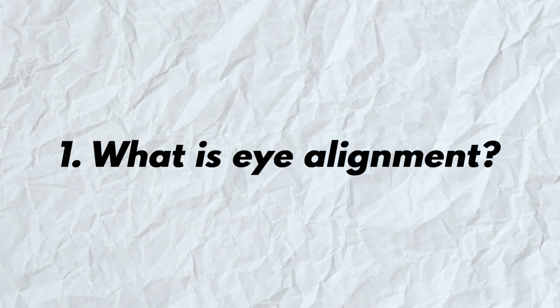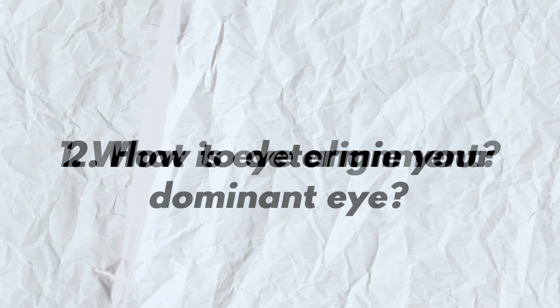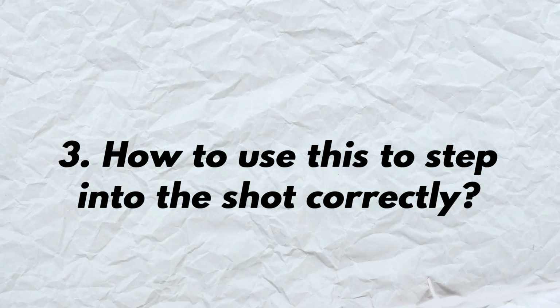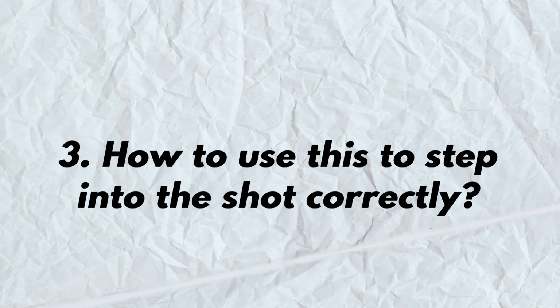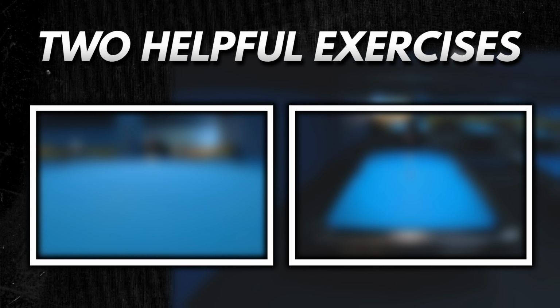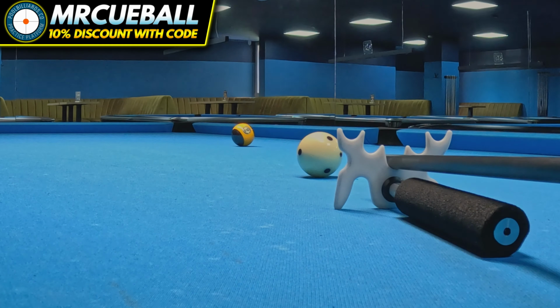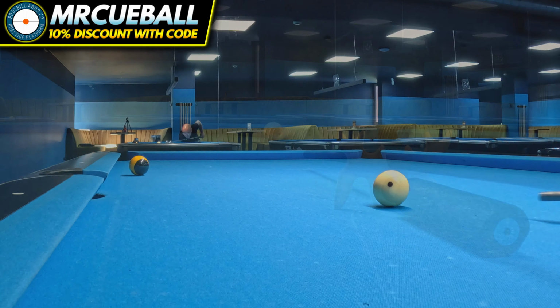which can result in problems hitting the object ball at its goal point. So in this pool lesson, I am going to explain what eye alignment is and show you how to determine your dominant eye and how to use this knowledge to correctly position your body into the shot. At the end, I am going to show you two simple exercises where you can practice your eye alignment and that will significantly help you improve your center ball hitting.